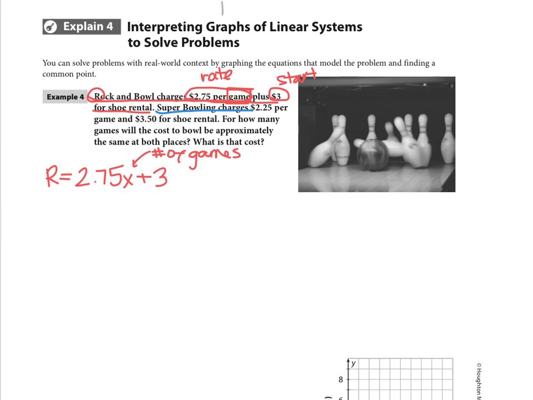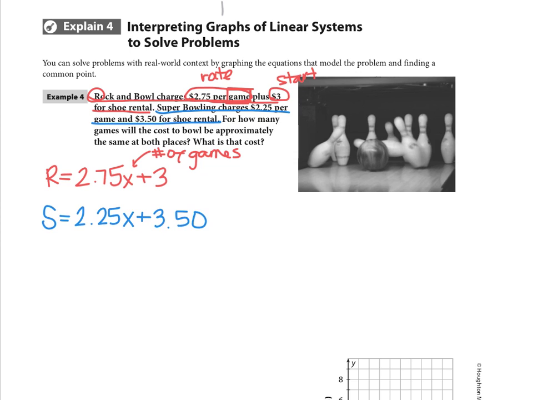All right, I'm going to switch to blue. So now if we talk about the other one, take a second, make sure you can write the equation for the Super Bowling. And to do that, I'm going to have the Super Bowling equals 2.25x plus 350. Now if you just look here at the equations, just take a second to think about them. It's more expensive to rent shoes at Super Bowl, but it's also less expensive for the game, right?